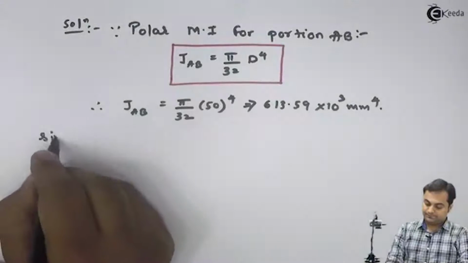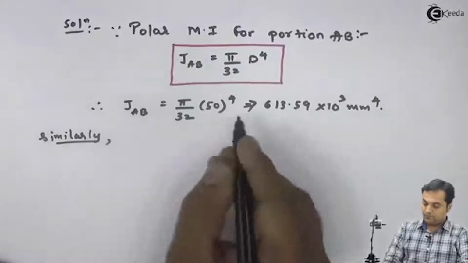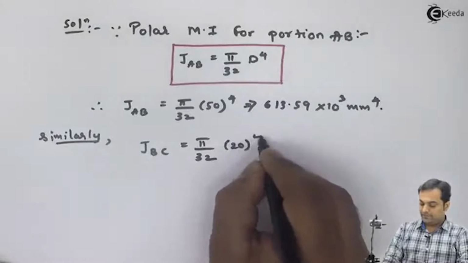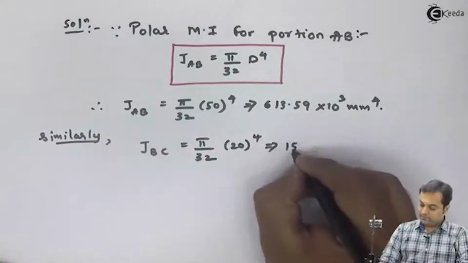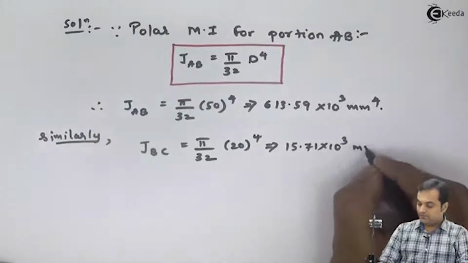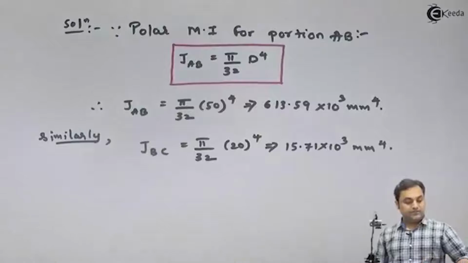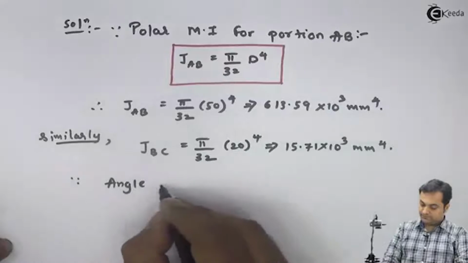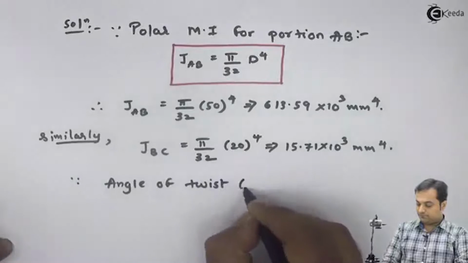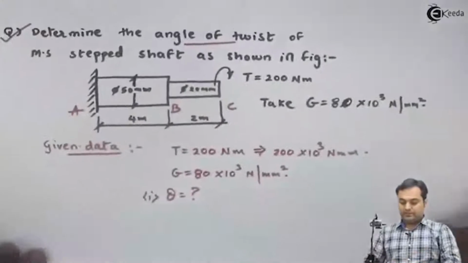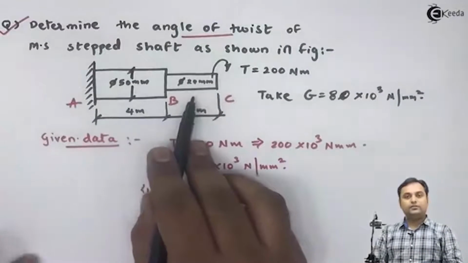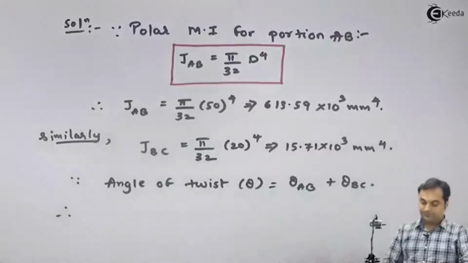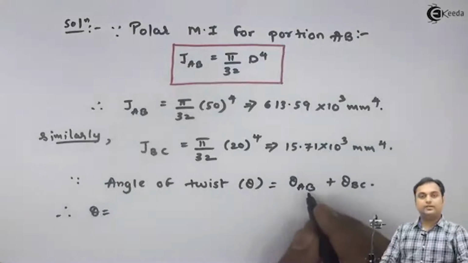Similarly, I'll calculate the polar moment of inertia for portion BC. It is also a solid shaft of diameter 20 mm. So here this value comes out to be 15.71 into 10 raised to 3 millimeter raised to the power 4. Now the question is, we have to calculate the angle of twist. So angle of twist theta will be equal to angle of twist in portion AB plus angle of twist in portion BC.